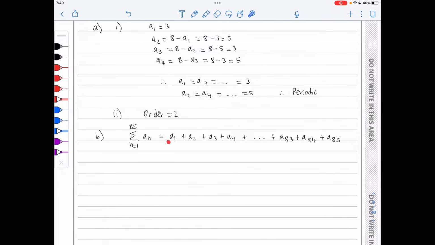Now, over the first 84 terms, we've got 42 repetitions of the period. So we've got 42 times the 3 and the 5. And then the 85th term here is the start of a new period, which is a 3. So this summation here is 42 times 3 plus 5 plus 3, which gives an answer of 339.